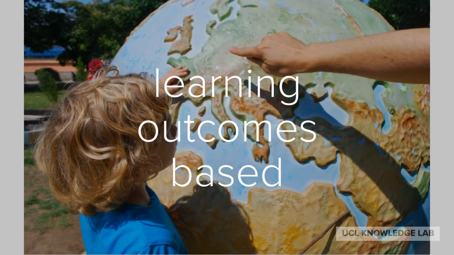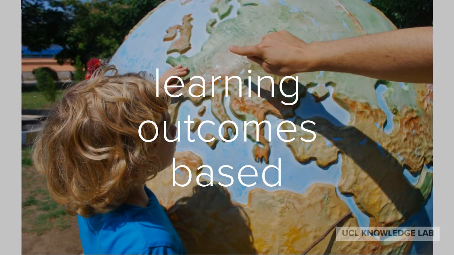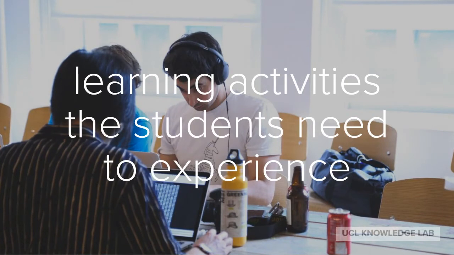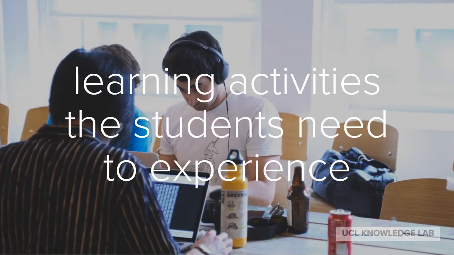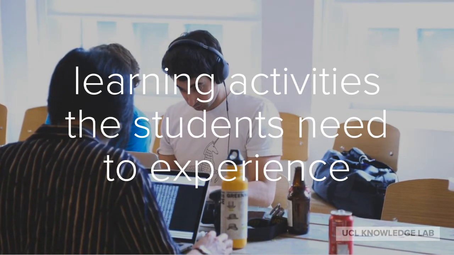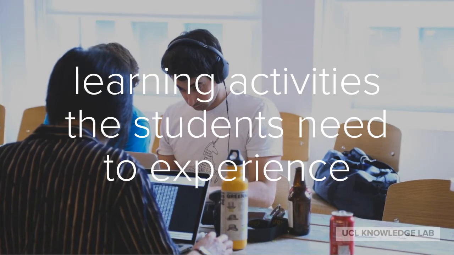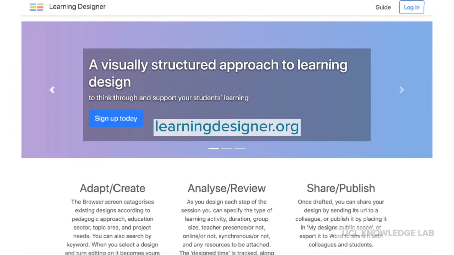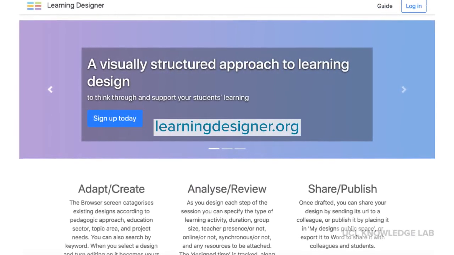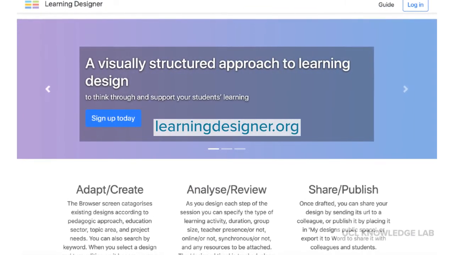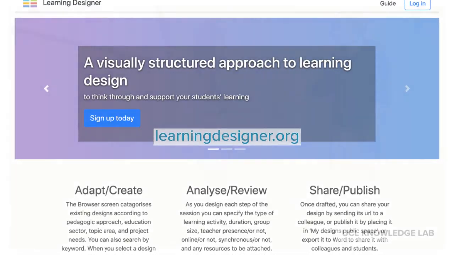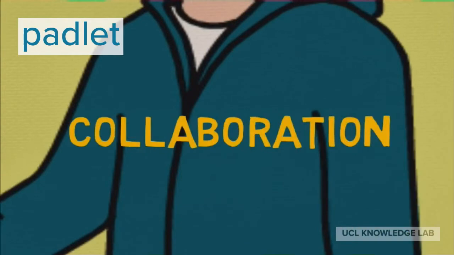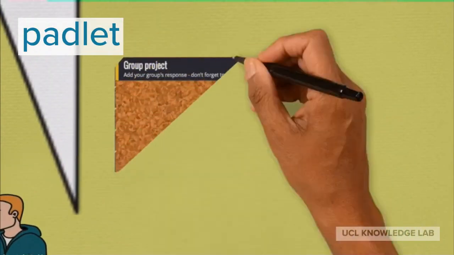It's learning outcomes based in that it shifts away from thinking about what the teacher does to focus on what learning activities the students need to experience in order to achieve the learning outcomes for the unit, module, or course. Learning design uses frameworks and tools to help teachers think through the decisions about the activities that need to be created. And once these are established, the appropriate technologies to support them can be identified.